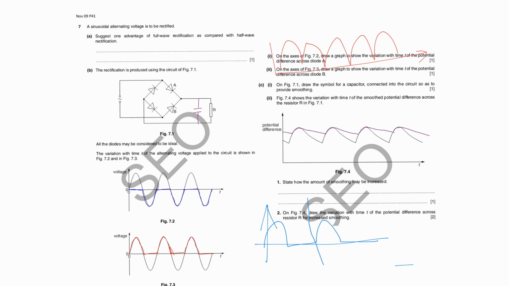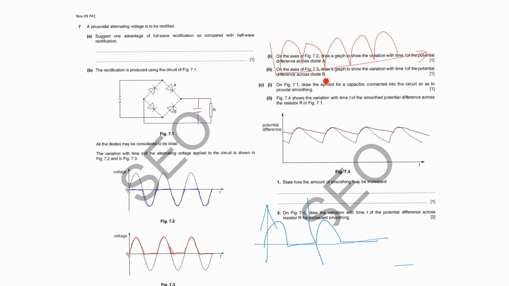Right, the next one, they want you to draw on the axis of figure 7.2, the graph that shows how the PD across diode A varies with time. So you must remember, A is only going to conduct for half a cycle. Now let's say it's conducting, there'll be no PD because it's an ideal diode. Then it will have maximum PD when it's reverse biased, and then 0 PD again when it's forward biased, and so forth.